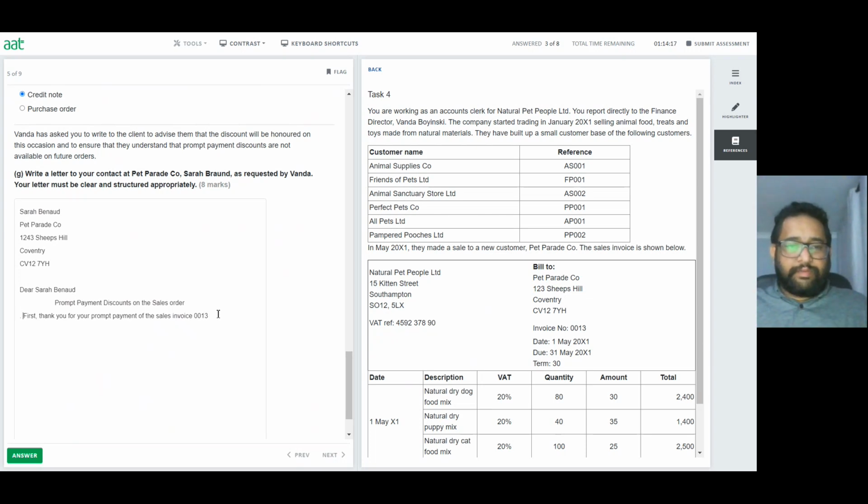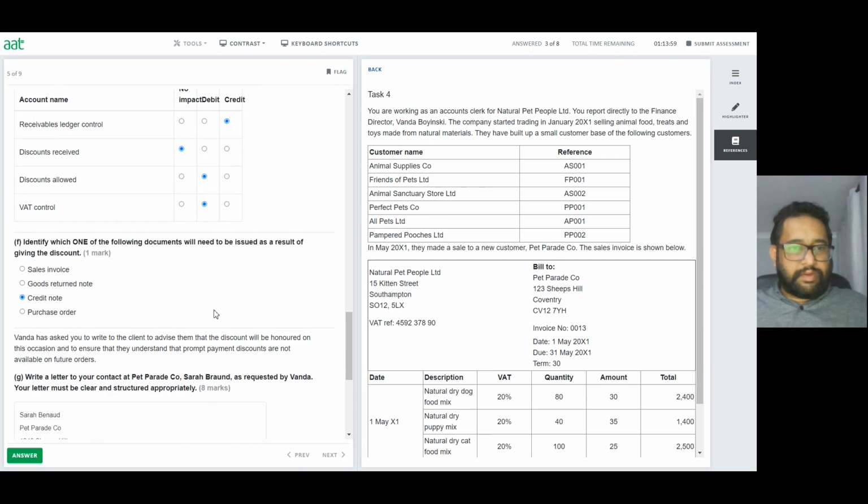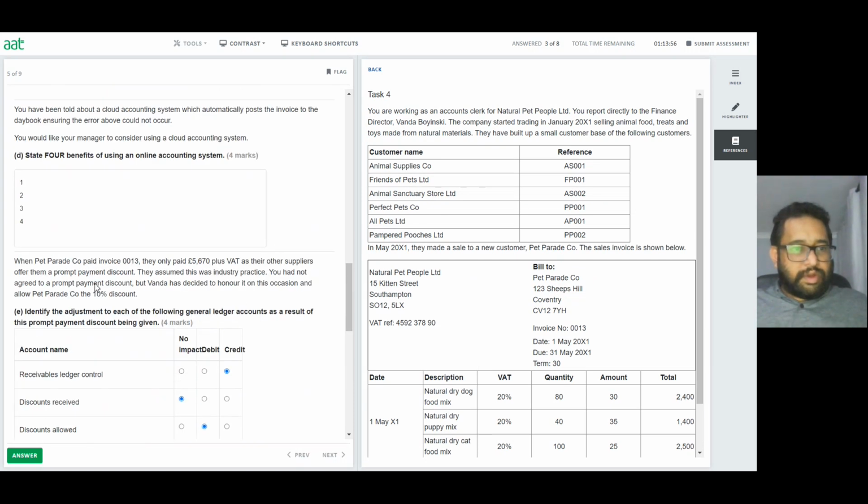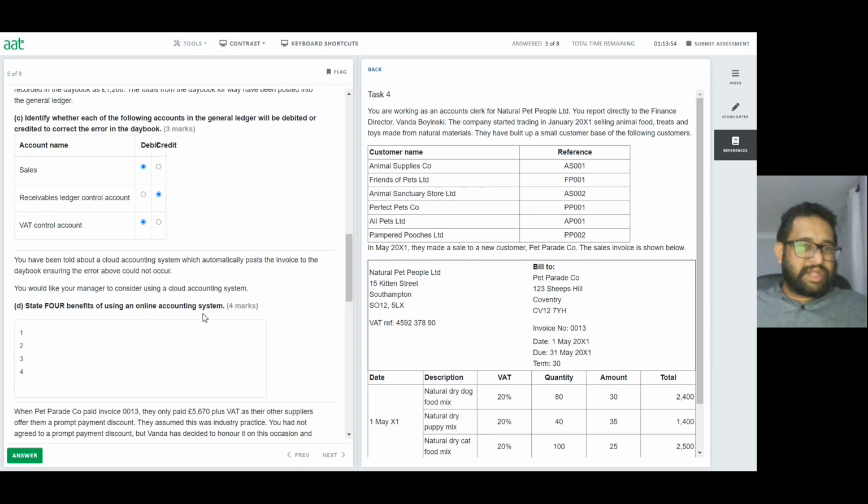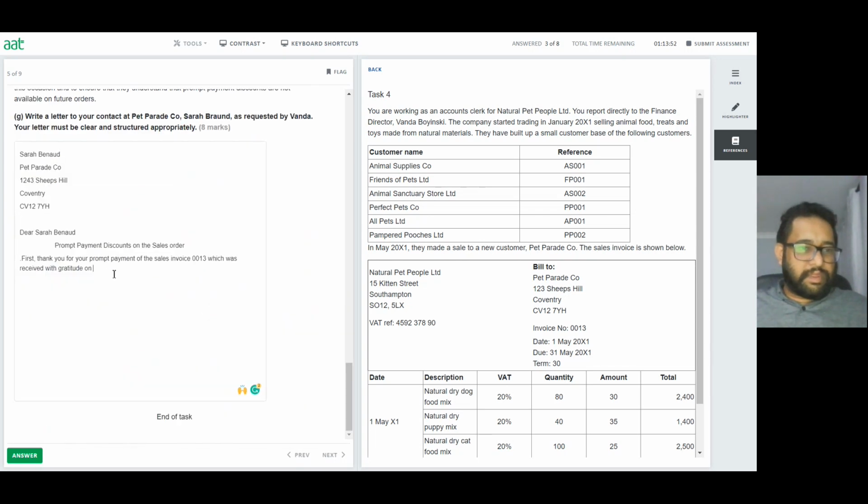Okay, I have set that one, which was received with gratitude on, let's see when they have paid it. They didn't say when it was paid, so it's fine. Okay, with gratitude.